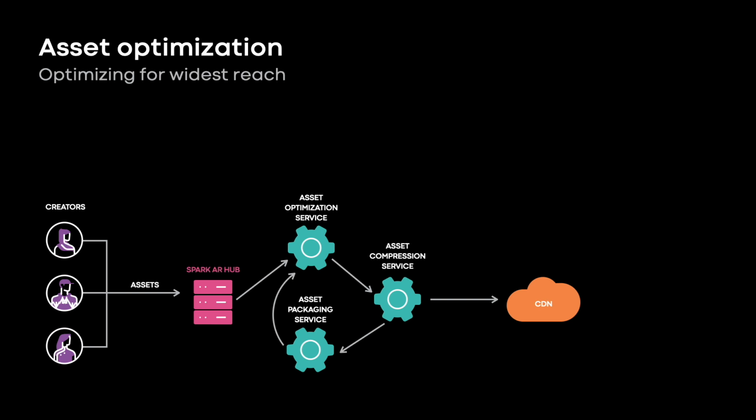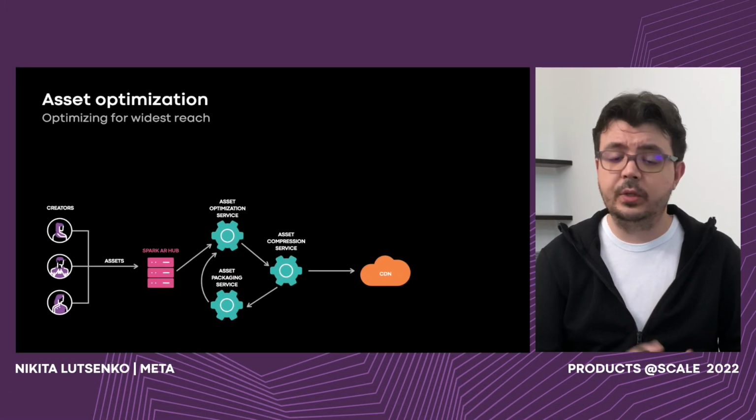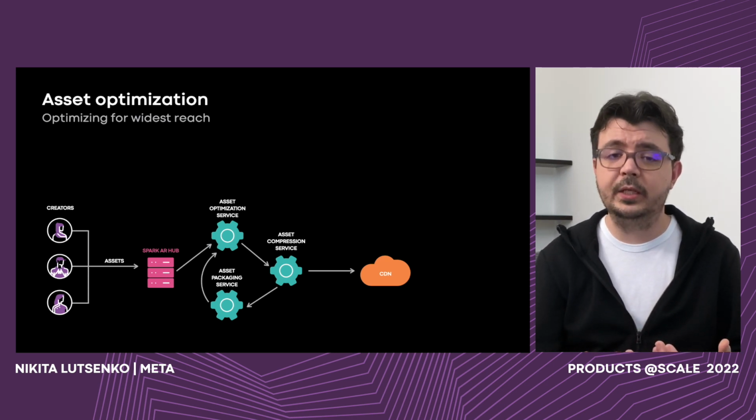Next one is compression, where we can start compressing the assets for the target device. So say if it supports a specific set of texture formats, we'll probably convert those assets into it. Or if we actually need to compress it down to the smallest file size so we optimize for connection speed, we'll do it within the same service.